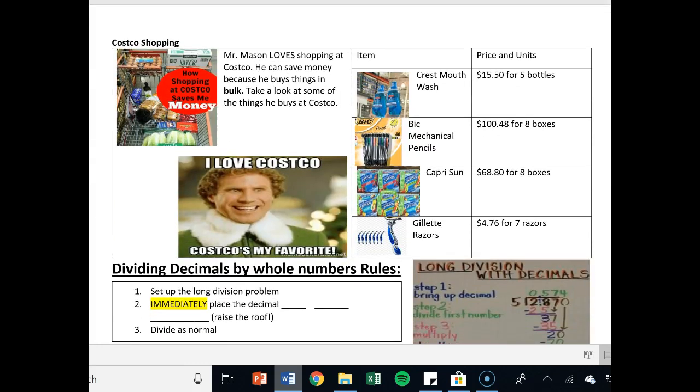All right, backside. Mr. Mason loves shopping at Costco. He can save money because he buys things in bulk, which means I buy a whole bunch at one time. Take a look at some of the things he buys at Costco. I got the mouthwash, the mechanical pencils, the Capri Sun, the gel razors, and there's how much it costs, and then there's how much I get for it.